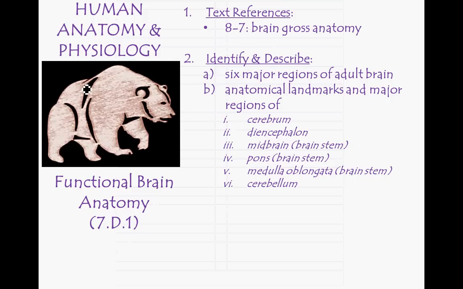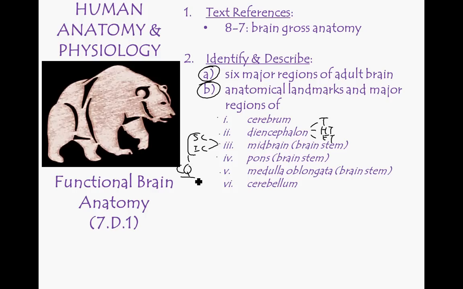So hopefully now you'll be able to grab a sheep brain back there and/or a blank diagram and label the 6 major regions of the adult brain, as well as the anatomical landmarks and major regions of the cerebrum, the diencephalon, which, remember, are the thalamus, hypothalamus and epithalamus, right? And then the brainstem structures: the midbrain, the pons, and the medulla oblongata. And remember that the midbrain contains the superior colliculus and the inferior colliculus, sometimes referred to as the corpora quadrigemina. Okay? And then finally the cerebellum.